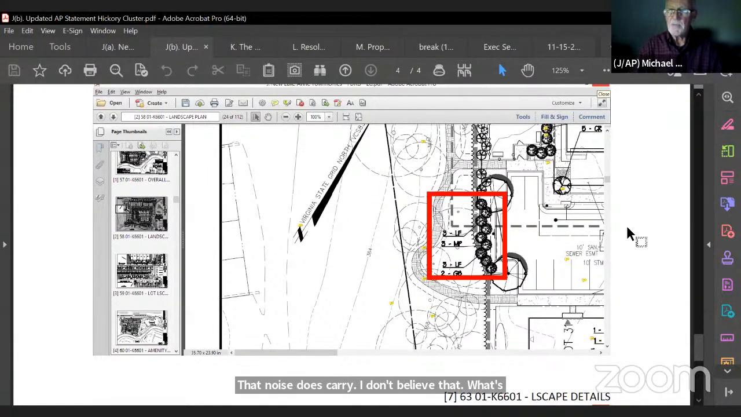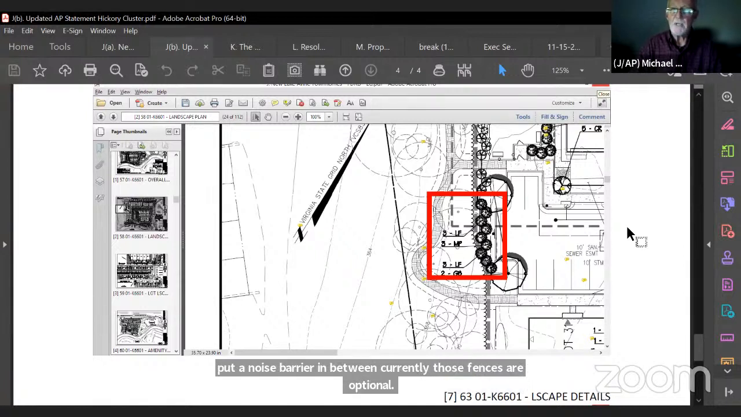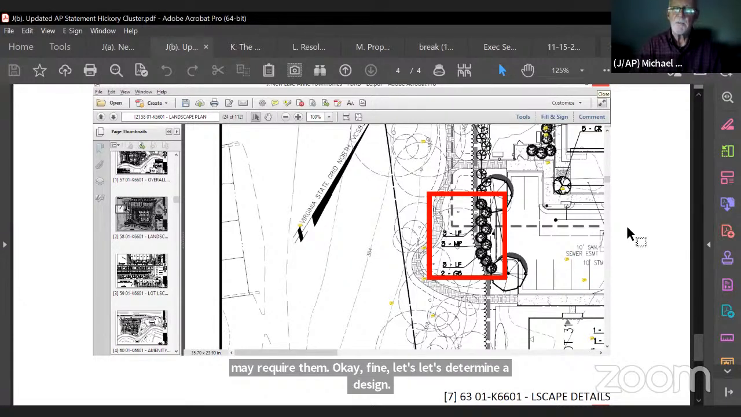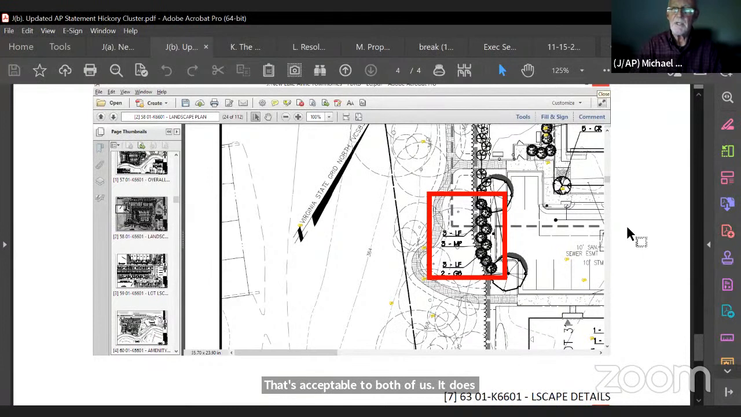I do understand that probably the best we can do is to put a noise barrier in between. Currently, those fences are optional. The privacy fences in the back of those homes, you've indicated you may require them. Okay, fine. Let's determine a design that's acceptable to both of us that does maximum remediation, limiting of the sound, and possibly look at other units that may be less noisy.